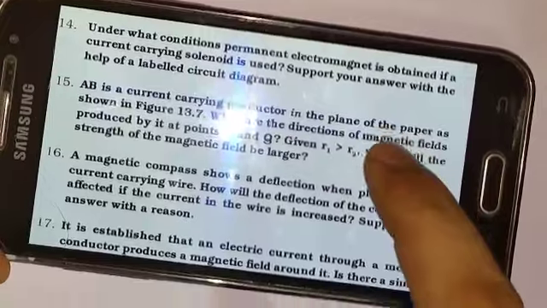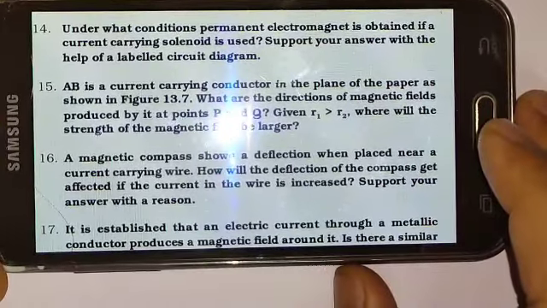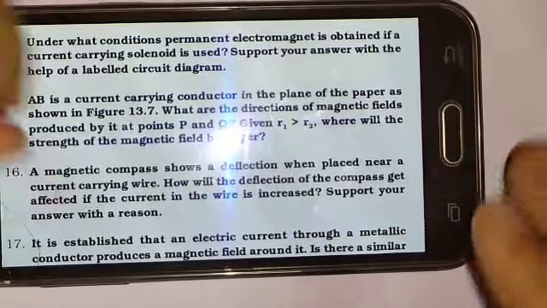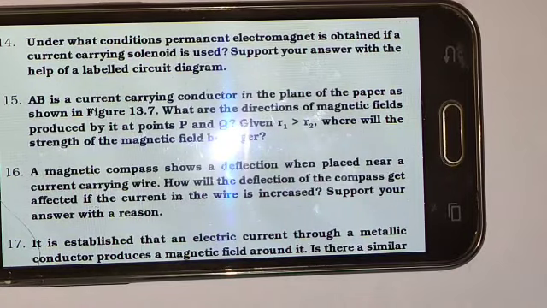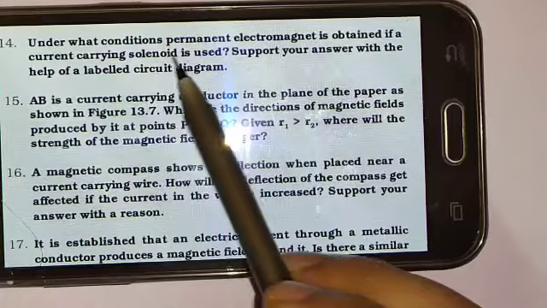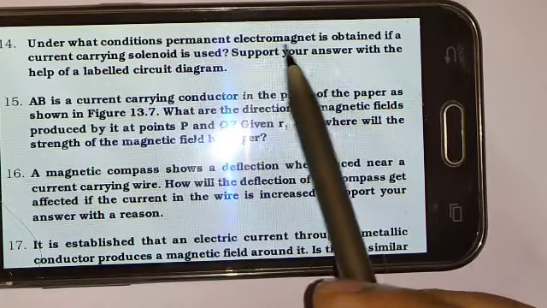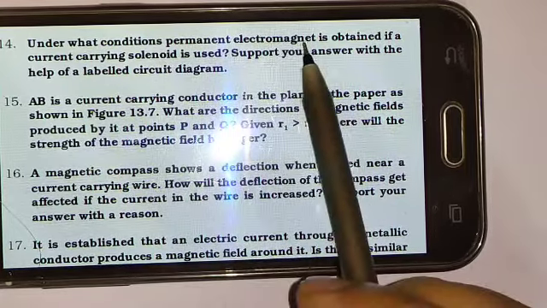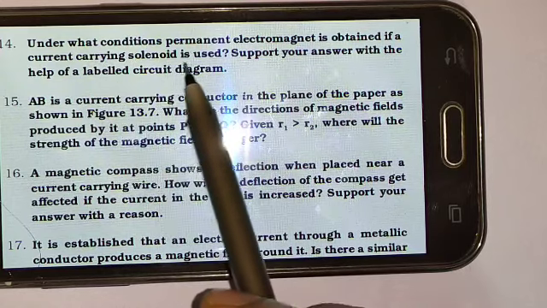Okay, now we have to go for question number 14. So yeah, question number 14 is visible to everyone easily. It's flashing on question number 15 or 16, so you can easily see the question. Under what conditions is a permanent electromagnet obtained if a current carrying solenoid is used?